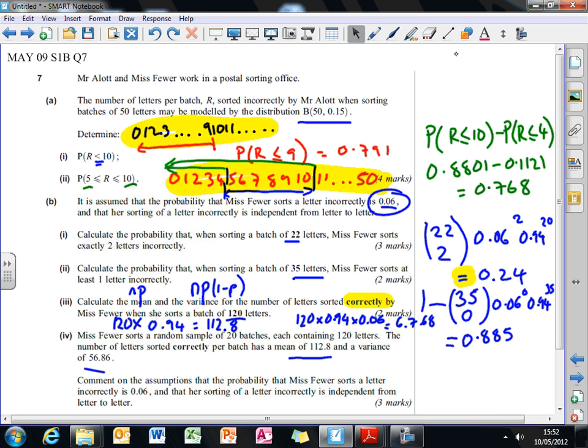So for the 3 marks, I think you need to compare the 2 means and say that they're the same. Compare the 2 variances, and say that the variance was a lot higher, and therefore for the last 2 marks, say that you can assume that the probability is probably 0.06, but that you don't think it's independent from letter to letter.